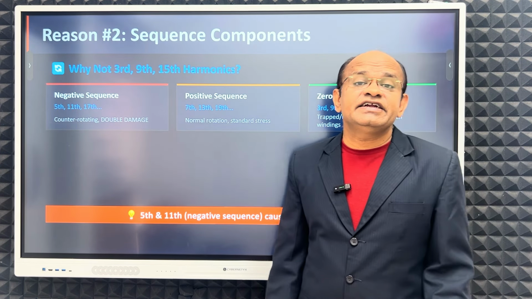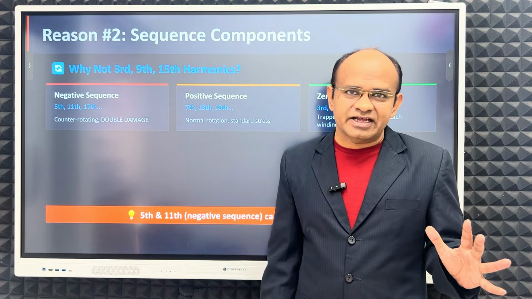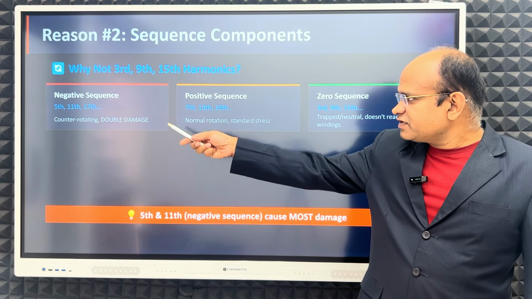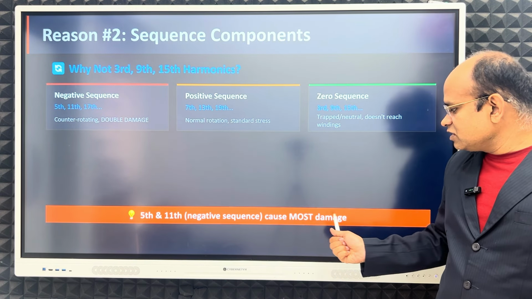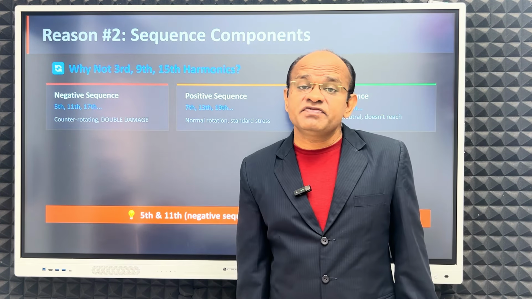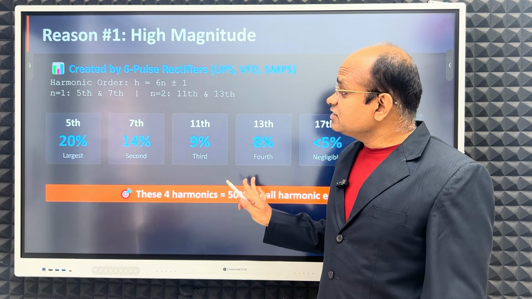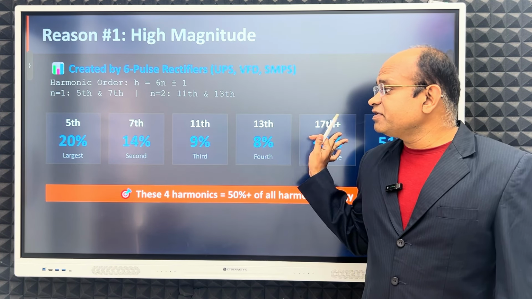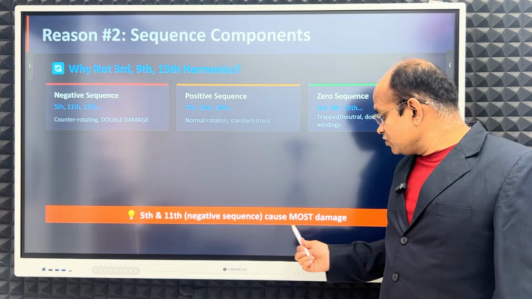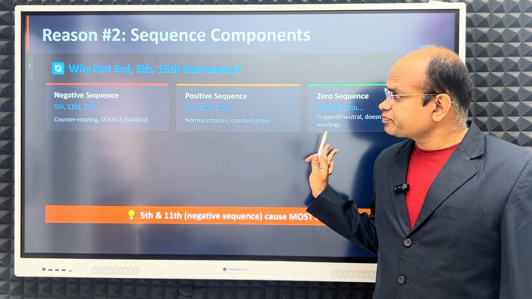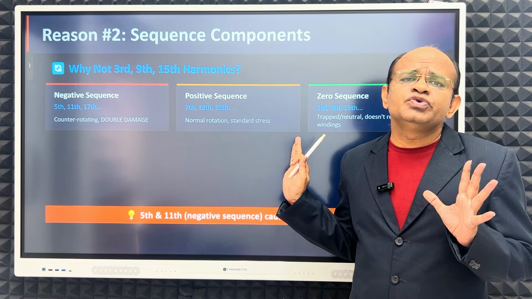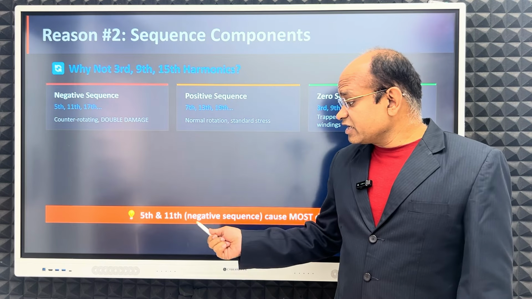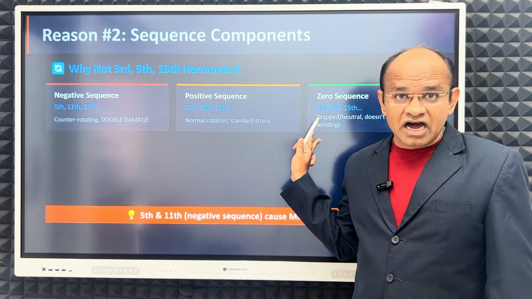These are created in high magnitude. So the 5th and 11th, negative sequence, cause the most damage. What is the magnitude? The 5th is 20% and the 11th is 9%. So these are doing most of the damage. Now you know, if you want to neutralize harmonics for the transformer, then you need to target these 5th and 11th harmonics.